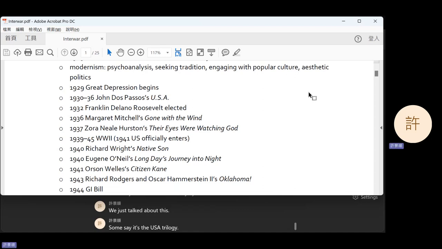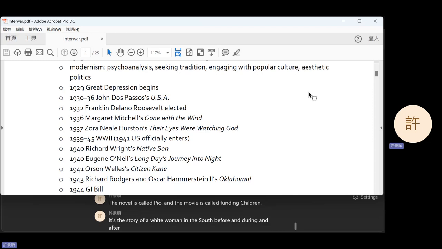In 1936, Margaret Mitchell's Gone with the Wind is published. In Chinese, the novel is called Piao, and the movie is called Fengzong Qiren. It's the story of a white woman in the South before and during and after the Civil War.